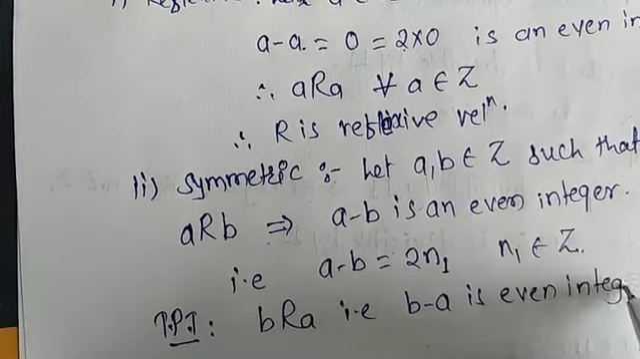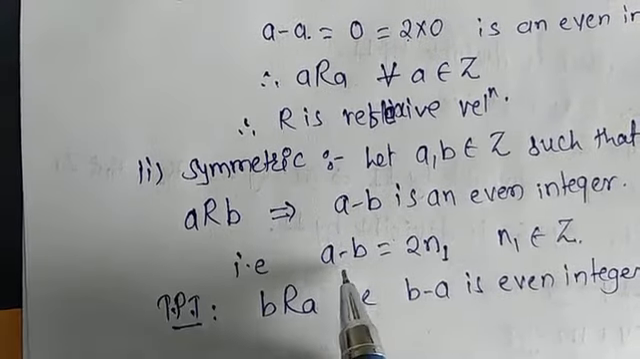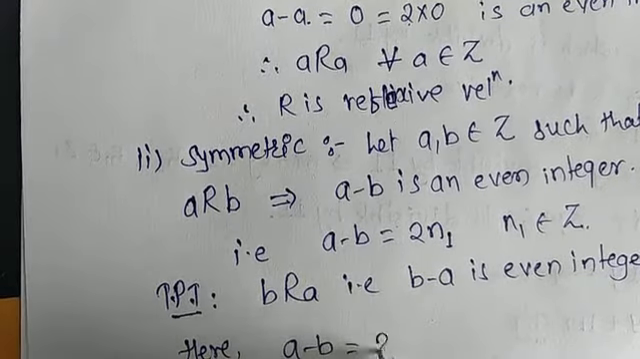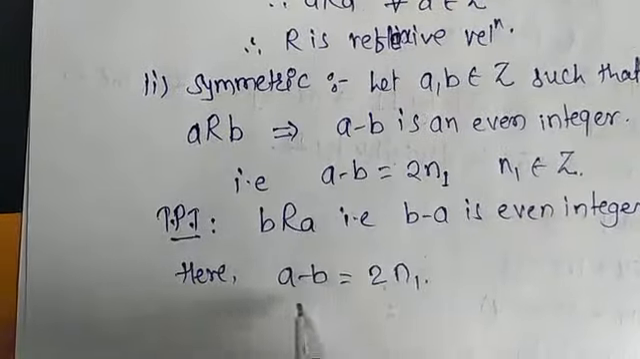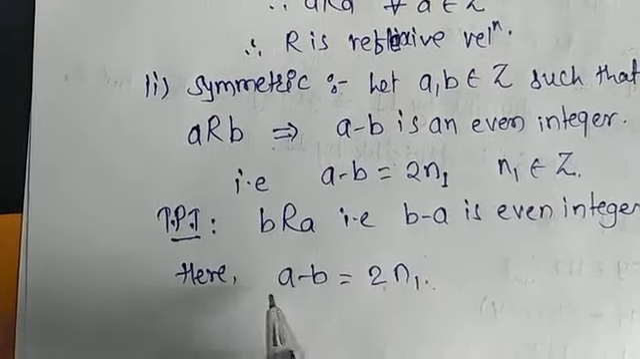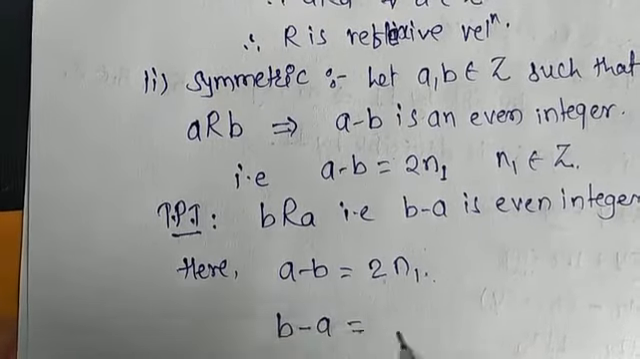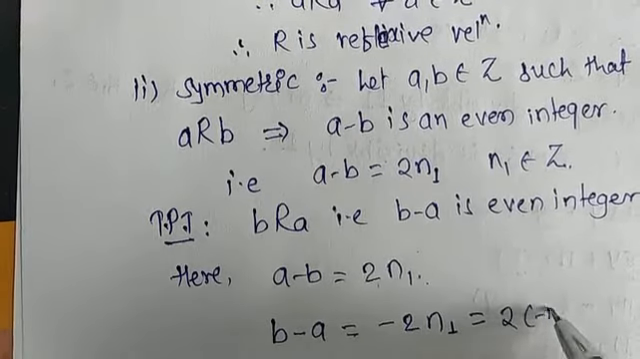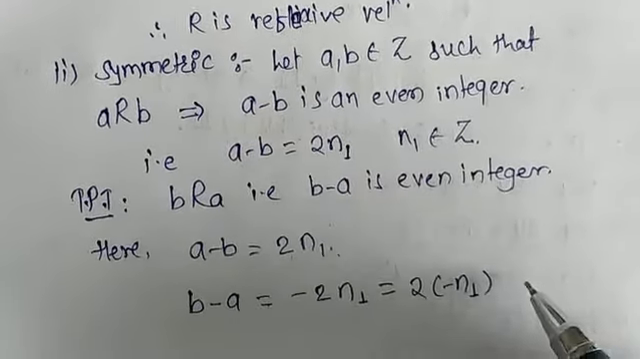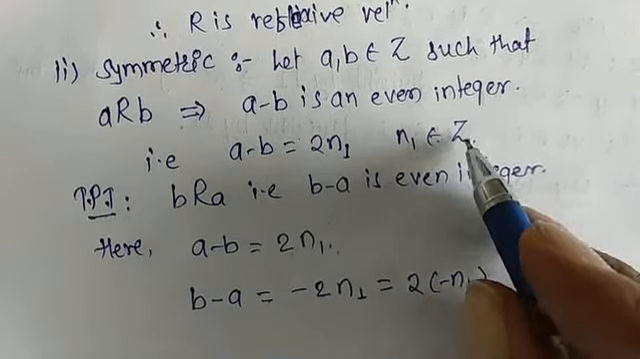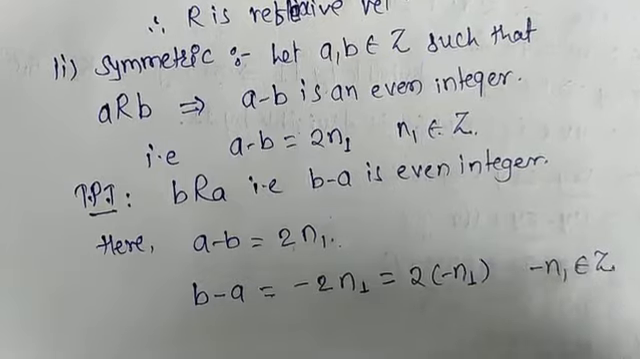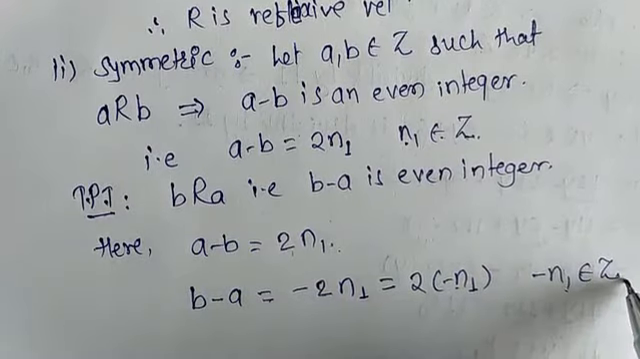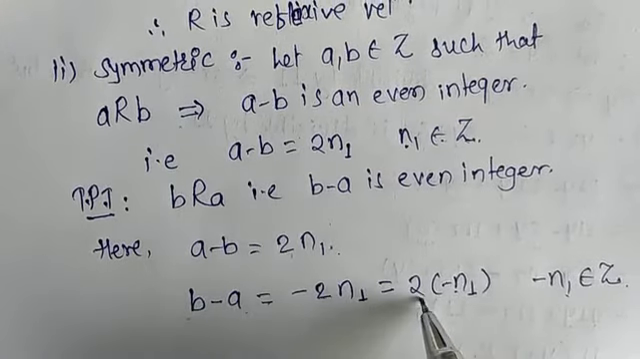Okay, now given that a minus b is equal to twice n1, if we multiply by minus on both sides, it gives us b minus a is equal to minus twice n1, which can be written as 2 into minus n1. That means n1 belongs to Z, so minus n1 will also belong to Z. Because if n1 is positive, then minus n1 will be negative. So b minus a is also a multiple of 2.